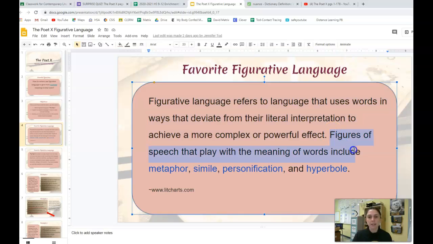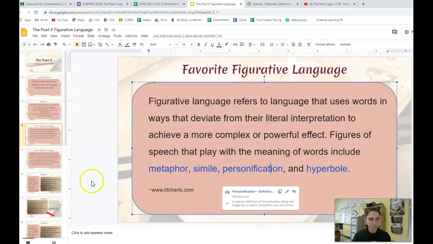Figures of speech that play with the meaning of words include metaphors, similes, personification, and hyperbole. I took this directly from litcharts.com, so I am citing it here. If you cannot remember what metaphors, similes, personification, and hyperbole are, all you have to do is click on them and find out.